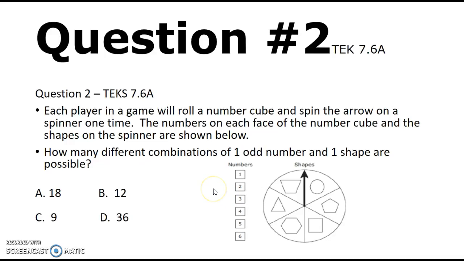Question number 2, TEAC 7.6a. Each player in the game will roll a number cube and spin the arrow on the spinner 1 time. The numbers on each face of the number cube and the shapes of the spinner are shown below. How many different combinations of one odd number and one shape are possible?